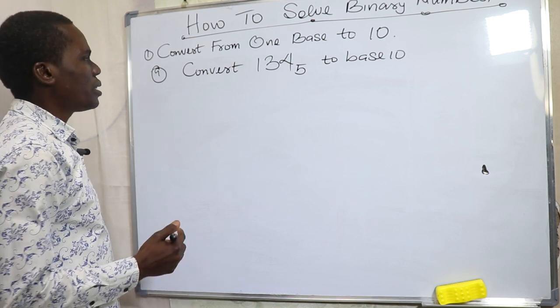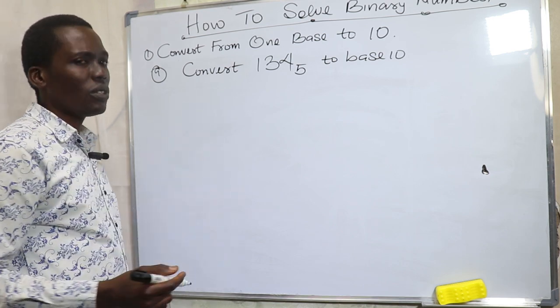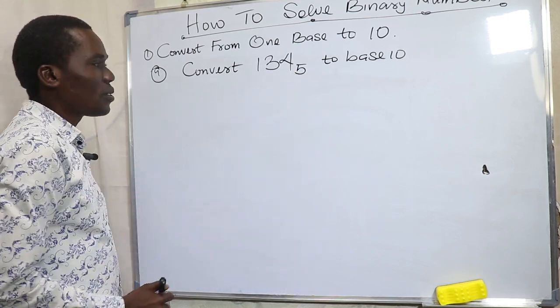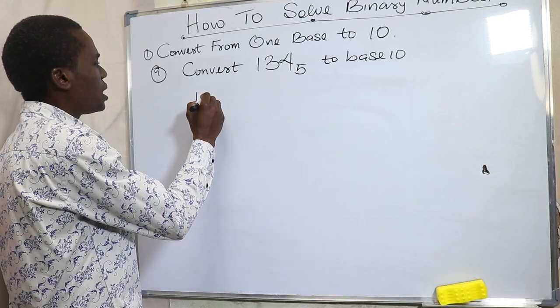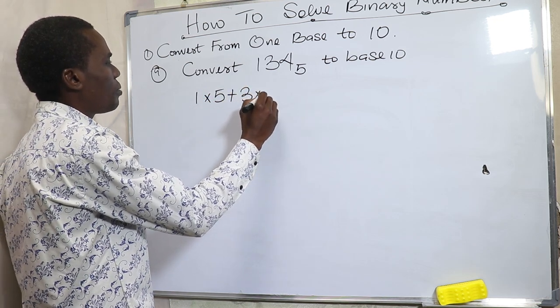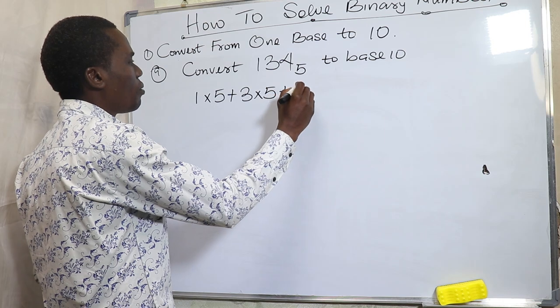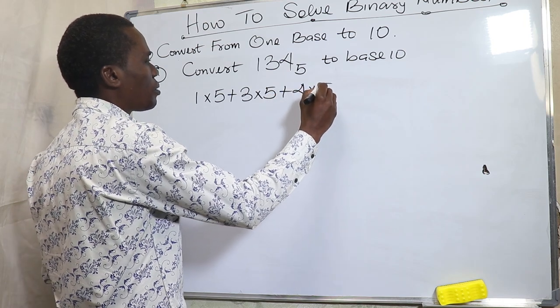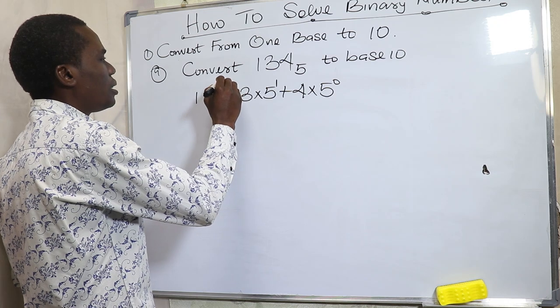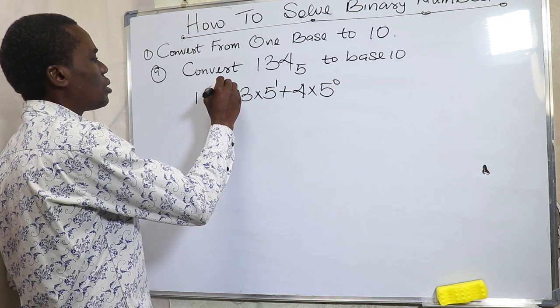Now we can use the first method. Remember, the first method is by placing them in their various place values in powers of 5, and that will give us 1 times 5 plus 3 times 5 plus 4 times 5. And this is units, this is tens, and this is 100.